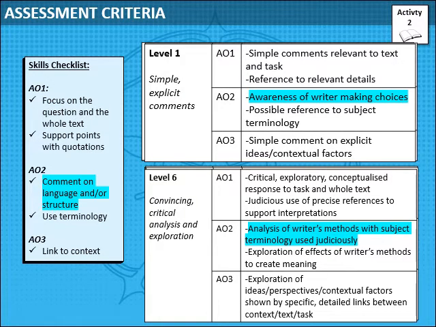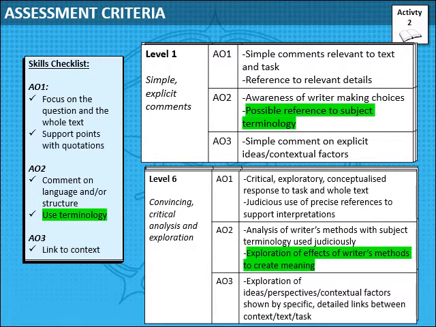For AO2, you need to comment on the writer's use of language, structure and form, and you have to use subject terminology when you're doing this. You will achieve a higher grade if you analyse their effects really precisely and in greater depth using the paragraph structures we've practiced to help you to achieve this.